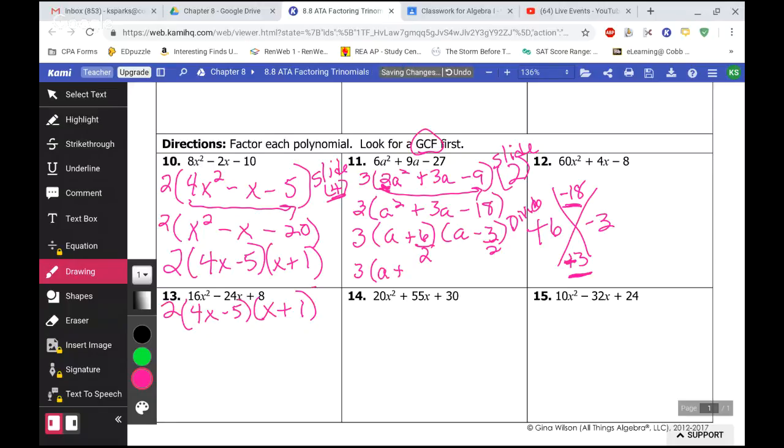So 6 divided by 2 is a perfect integer. That's a plus 3. And now bottoms up, because 3 over 2 does not come out to be a perfect integer. So we have 2a minus 3. Your final answer is your greatest common factor of 3 times a plus 3 times 2a minus 3.